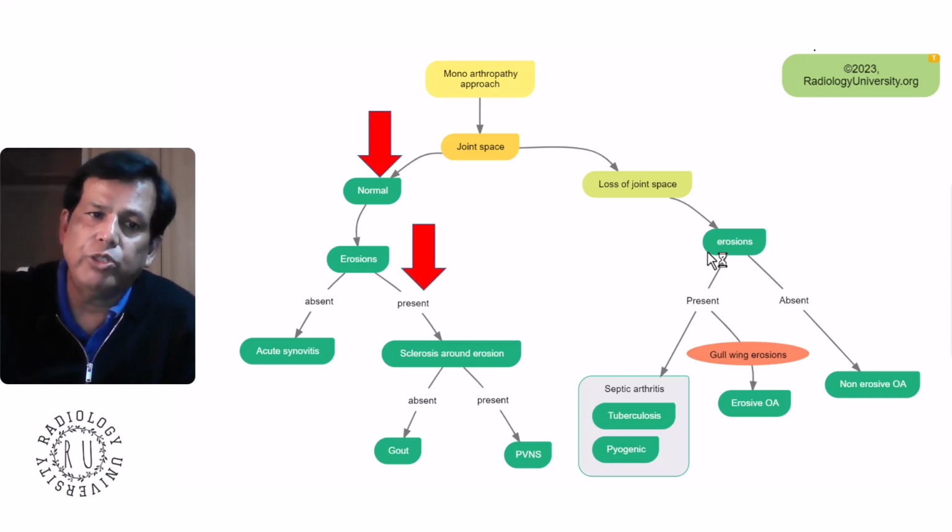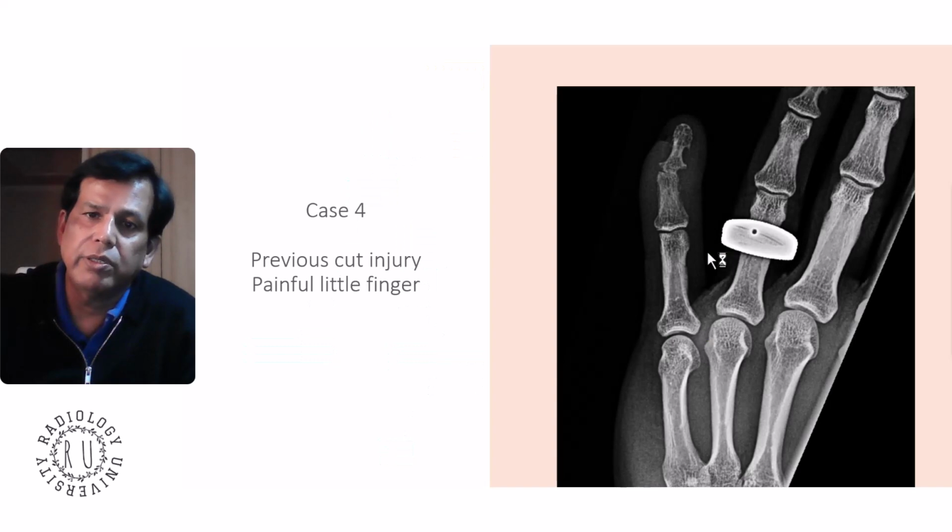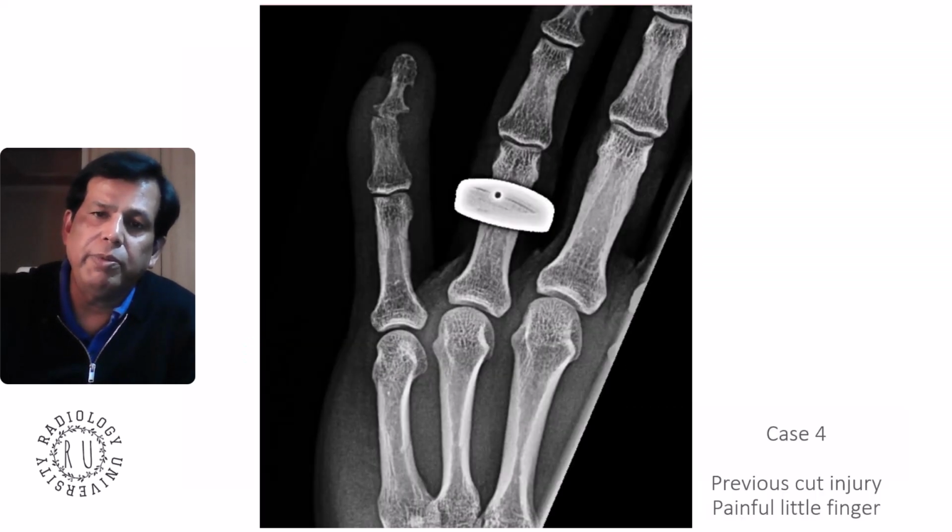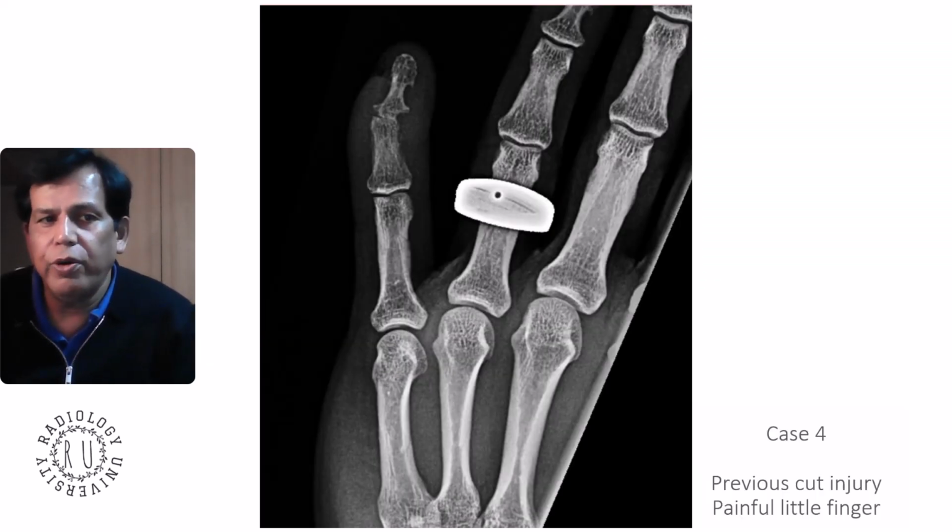Again, same flow chart, same principle, and you've got normal joint space, you've got erosion with some sclerosis, scalloping is the PVNS. Okay. Now we're coming to case number 4.